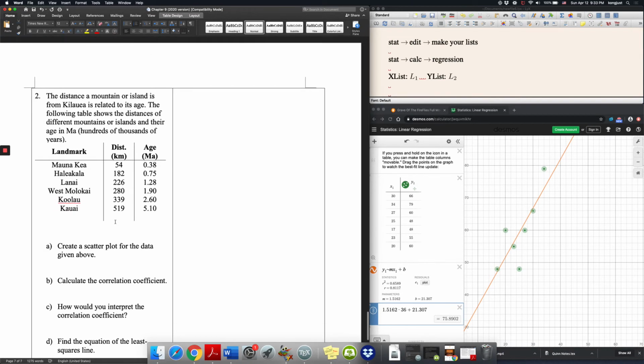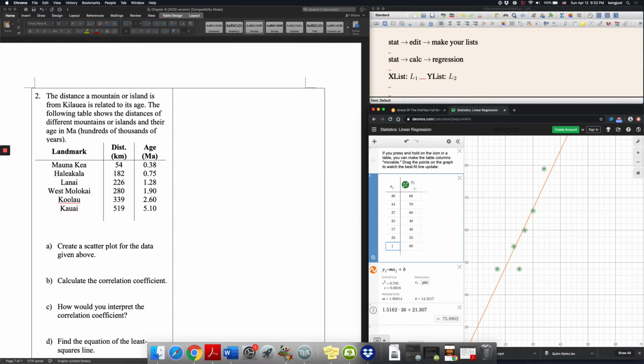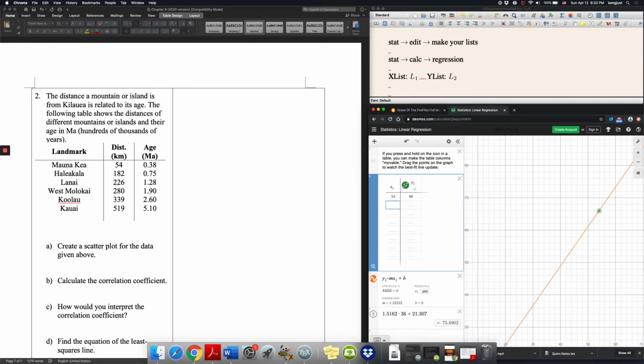Okay, so first it says to create a scatter plot, so we're going to do the same thing, just input our data. And if you're using the calculator, then make your two lists, right? And then you're going to do StatCalc regression. But I'm going to use this Desmos calculator again. First value is 54, then 182, 226, 280, 339, and 519.